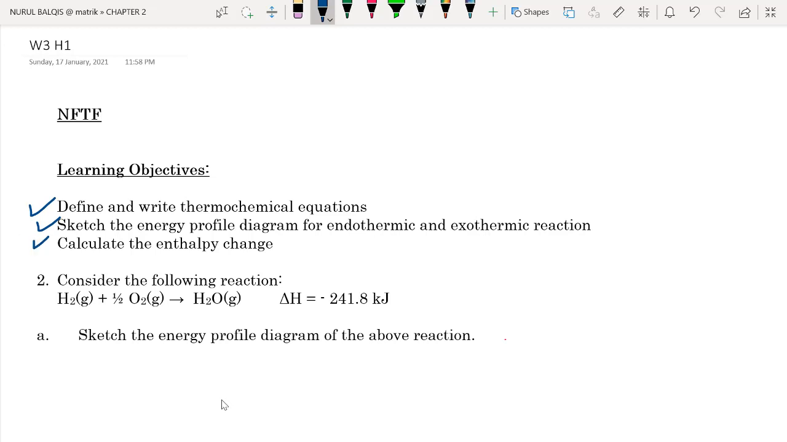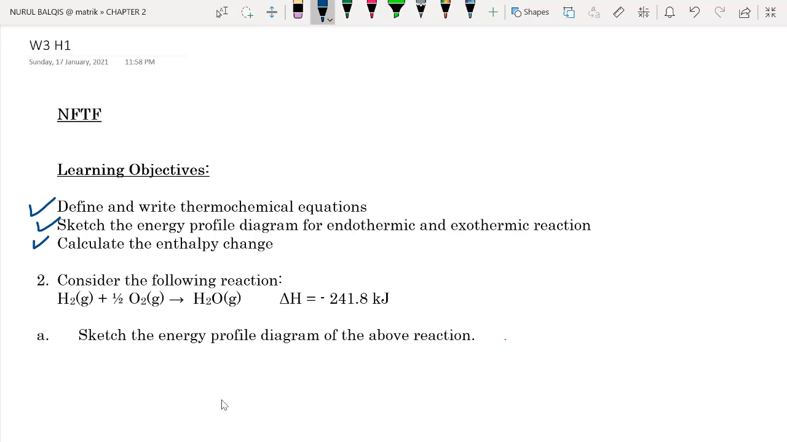So I want to skip question number 1 because we have already discussed the thermochemical equations and also the enthalpies in our lesson video. So let's just skip to question number 2. Question number 2 asks you to consider the following reactions. So we have hydrogen gas reacting with half oxygen gas to give you water in gaseous state.